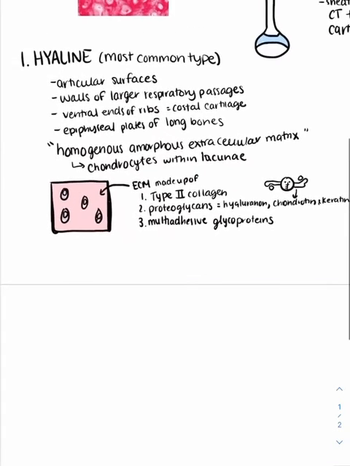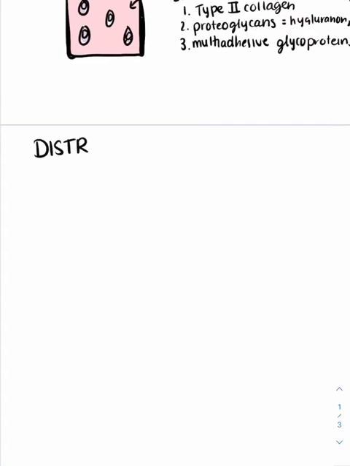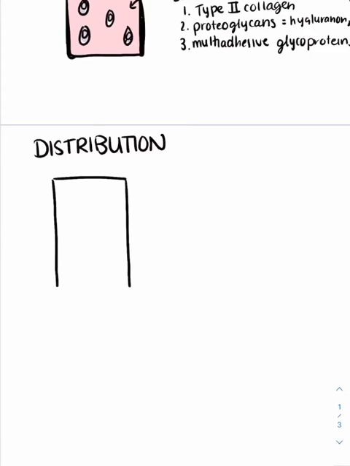I'm now going to talk about the distribution of hyaline cartilage. So there's a specific pattern of how it's distributed and the different ways that you can actually have cartilage grow. So there are 2 different types of growth. I have interstitial growth, and I'm going to have appositional growth. I'm going to first talk about interstitial growth.